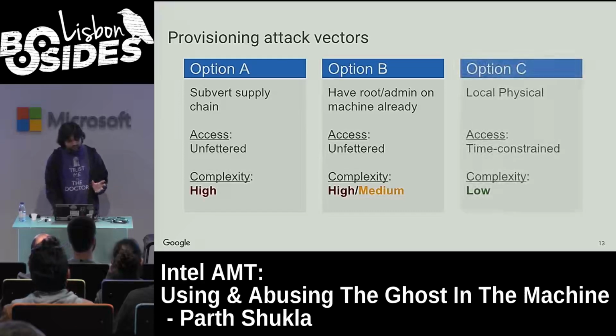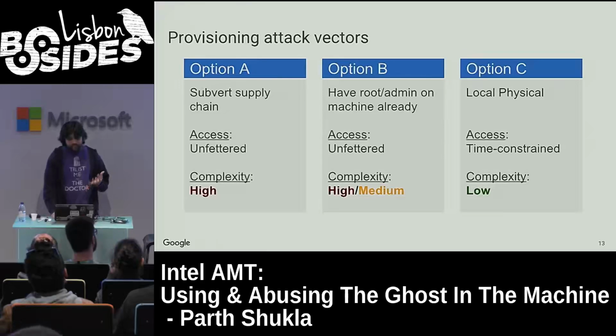The last one, physical access, seems the easiest to me. So complexity is low. Likely attacker is someone who's targeting you or opportunistic. Could be evil maid type attack or shipment interception. The provisioning method here is either USB or BIOS menu. So you're assuming you don't have root on the box. You can't log into the machine.